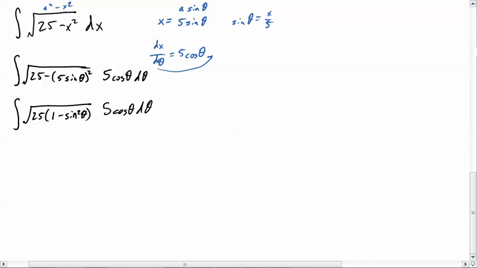And so from there we can square root the 25. We also know that sine squared of theta plus cosine squared of theta equals 1, which of course means that 1 minus sine squared is cosine squared. So we're going to go ahead, and that means we've got integral of square root of 25 cosine squared of theta times 5 times cosine of theta d theta.